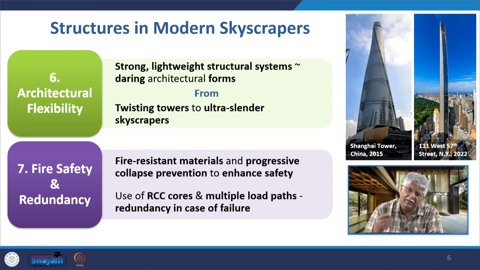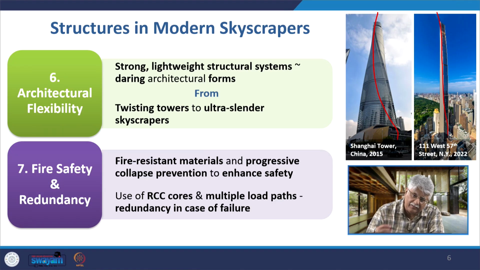architectural flexibility. Strong, lightweight structural systems give us daring architectural forms from twisted skyscrapers like the Shanghai Tower to the very ultra slender 111 West 57th Street building in New York in 2022. So these are the various novelties or various ways in which the buildings are coming up today, and they have tremendous architectural flexibility. Then is fire safety and redundancy.